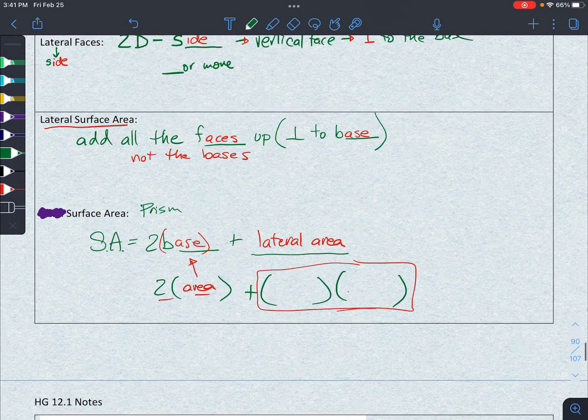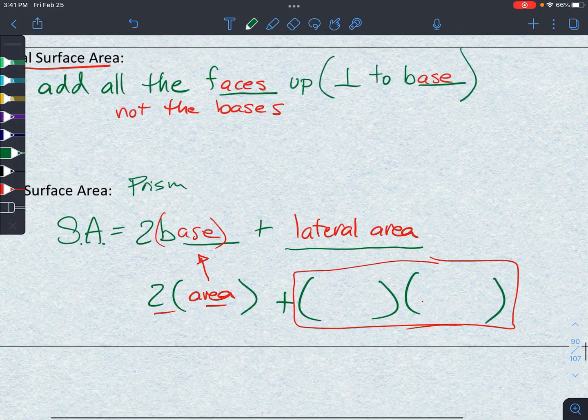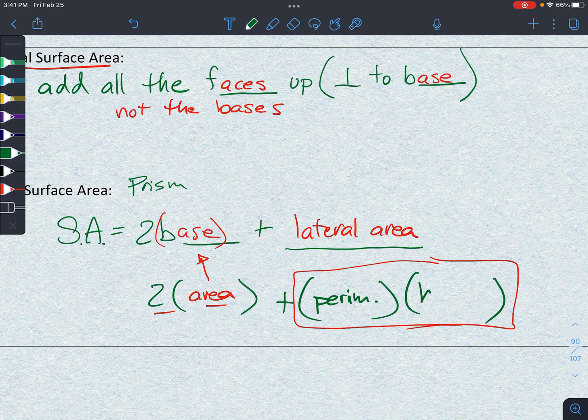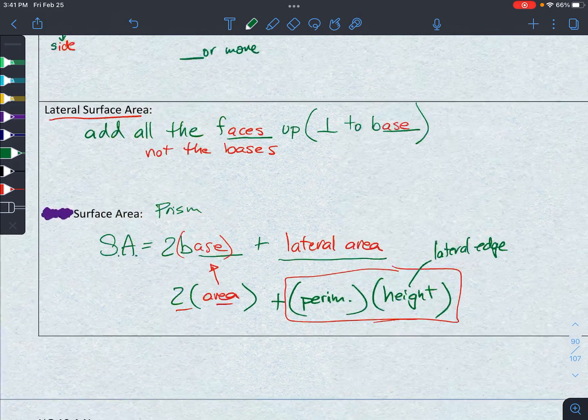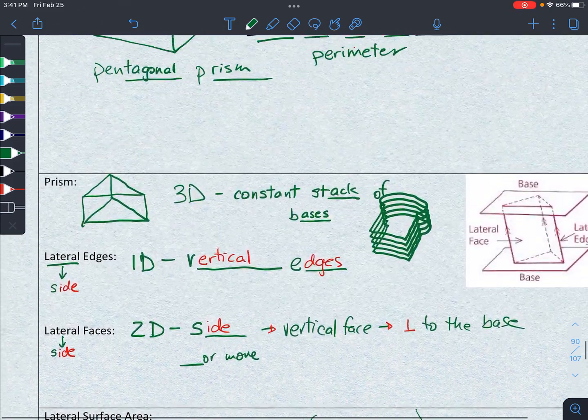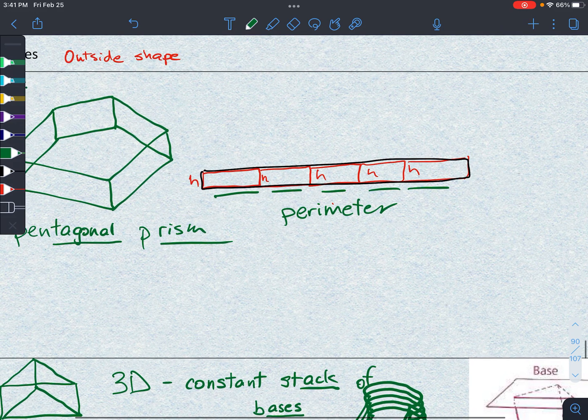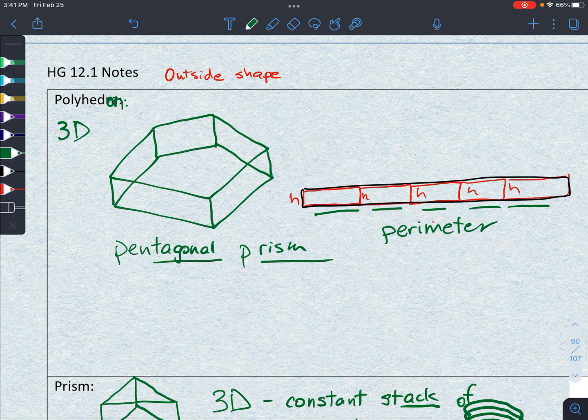So that's what you would do for the area formula: I would take the lateral area, which is the perimeter times the height of the shape. Or again, this can be thought of as the lateral edge. Hopefully that makes some sense to you as you work through the homework problems and you're able to do those without too much difficulty. Again, we're looking at surface areas of polyhedrons, mainly prisms.